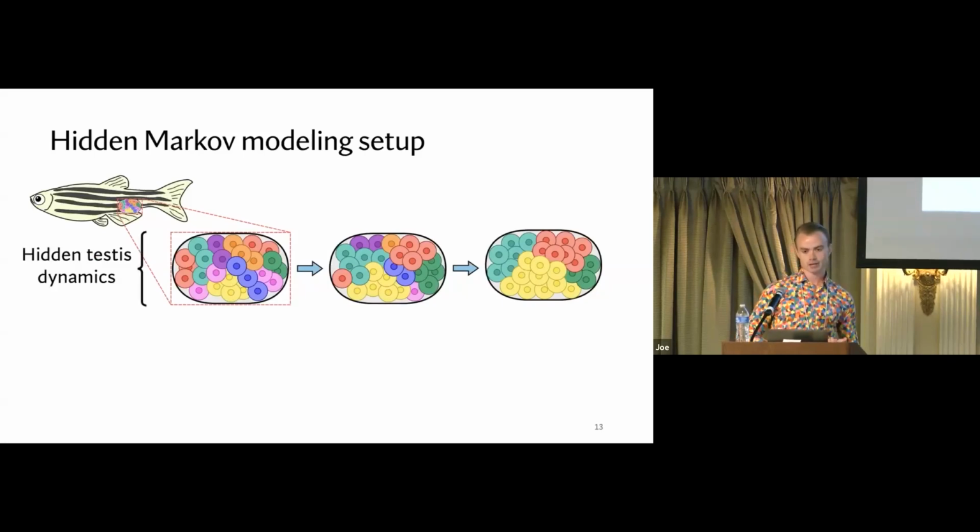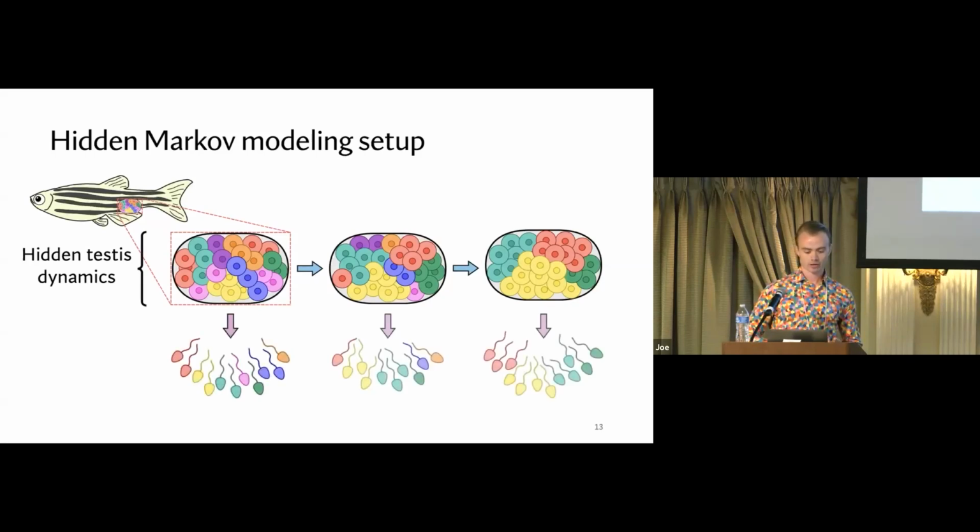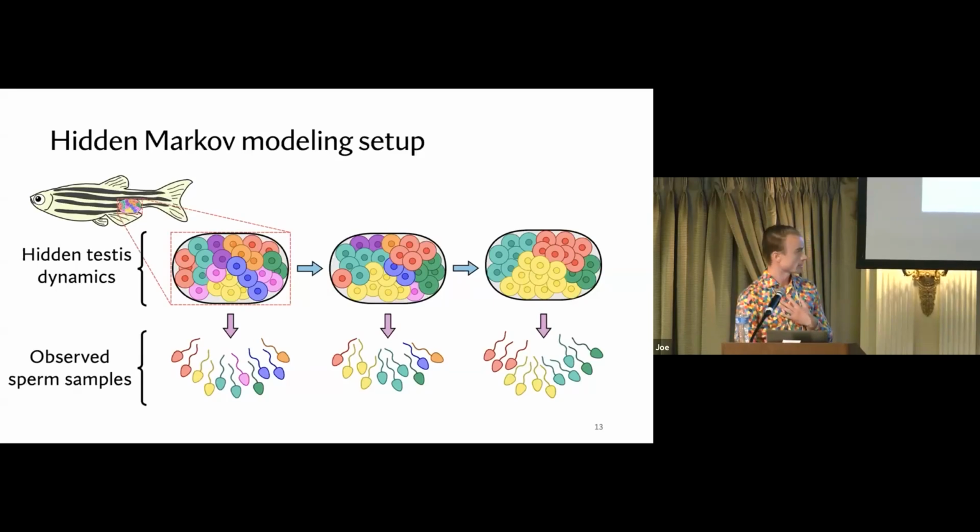The reason I'm calling them hidden is because I never have access to data about the testis state directly. Instead, what I have are indirect measurements of the testis state through my sperm sampling, and that's the data I have available to me. I'm interested in understanding a process in the top row here with my testis, but my data is some kind of indirect measurement from my sperm.